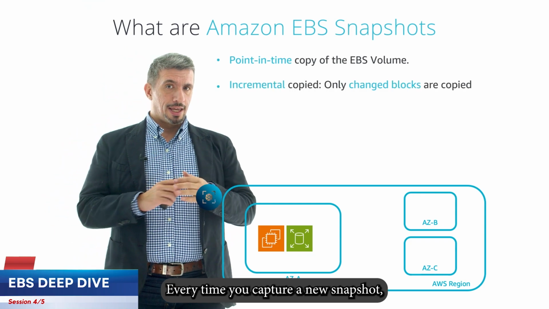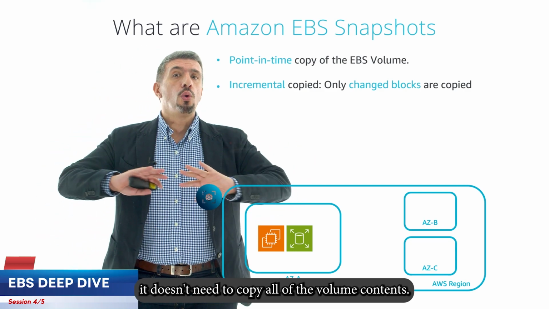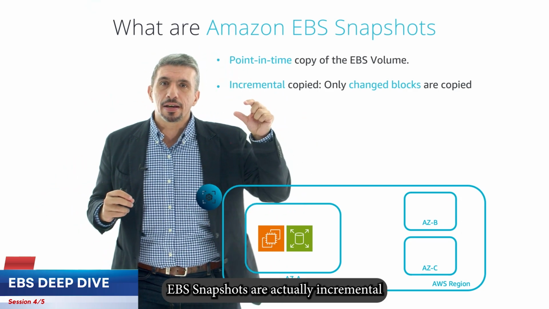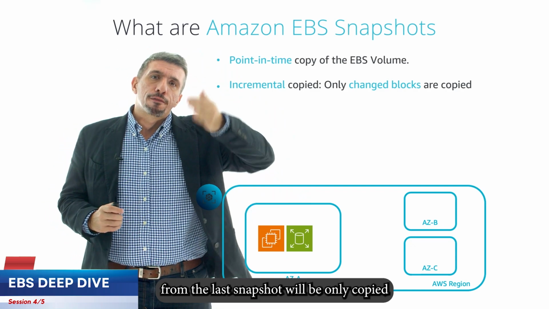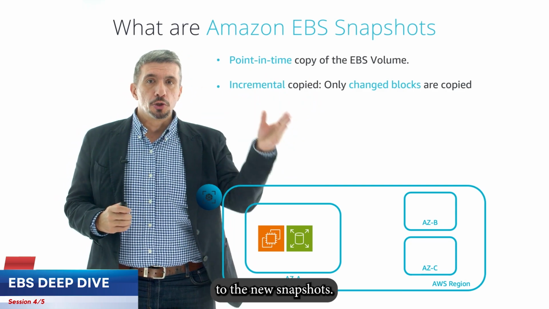Every time you capture a new snapshot, it doesn't need to copy all of the volume contents. No. EBS snapshots are actually incremental, and only the deltas, the modified blocks from the last snapshot, will be copied to the new snapshot.